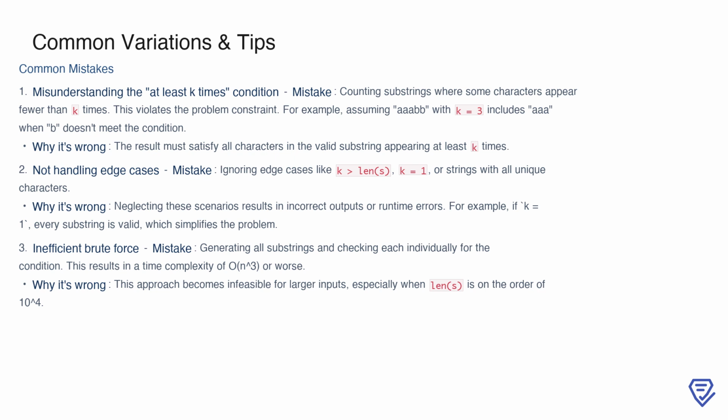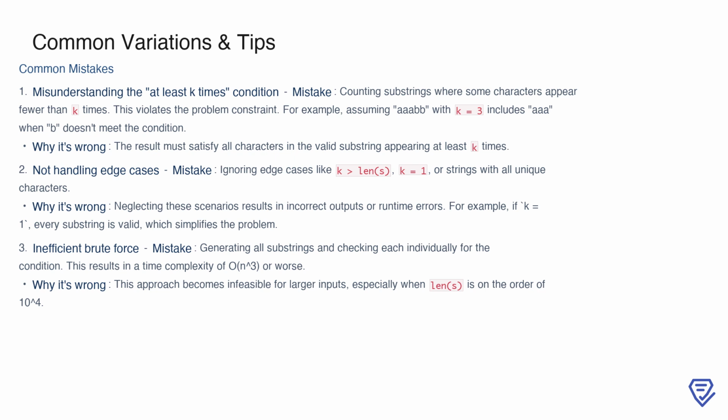First, a frequent misunderstanding involves the at least k times condition. Some mistakenly count substrings where certain characters appear fewer than k times. For instance, in the string AAB with k equal to 3, one might incorrectly assume AAA is a valid substring, even though the B characters violate the condition. Remember, every character in the substring must appear at least k times for it to be valid.